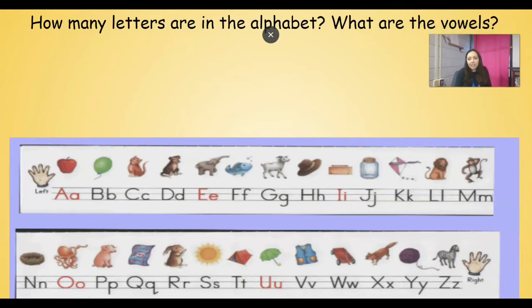All right, real quick, let's just review how many letters are in the alphabet. You guys know there are 26 letters in the alphabet. Very good, and they're made up of vowels and consonants, and our vowels are A, E, I, O, U, and then all the other letters are the consonants.